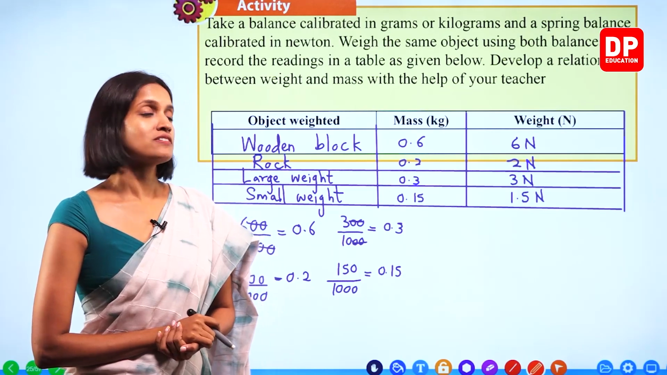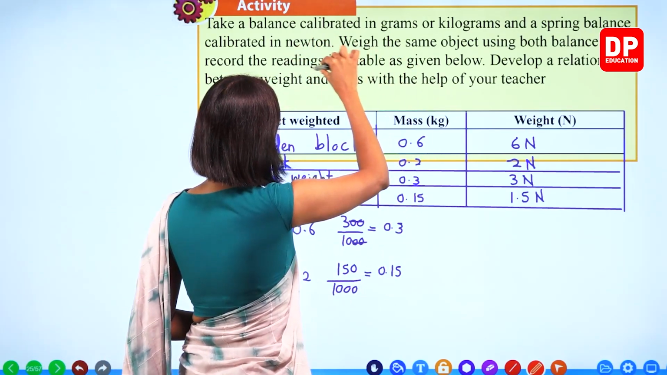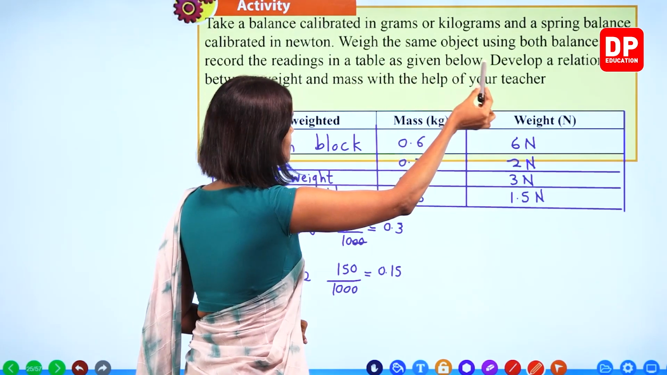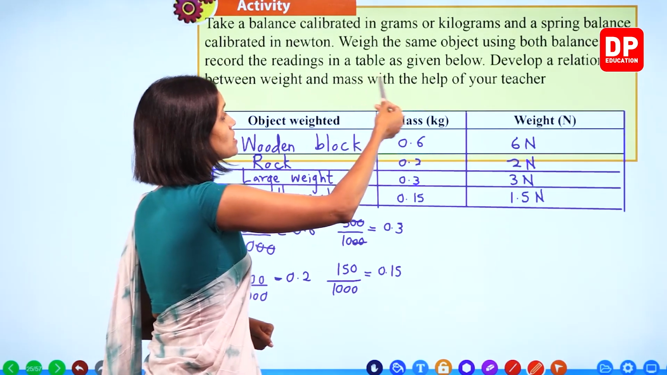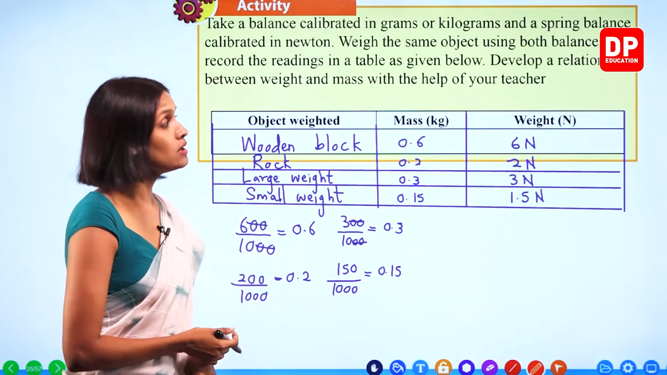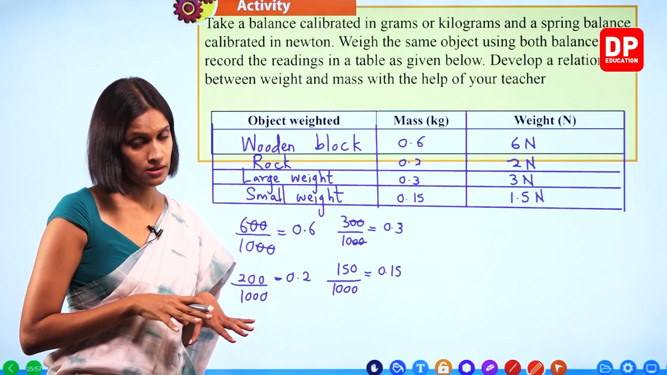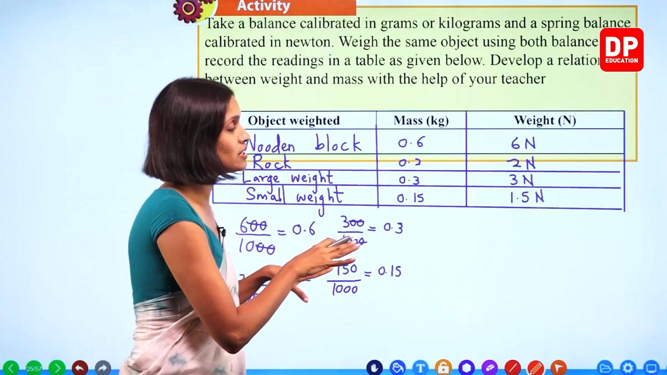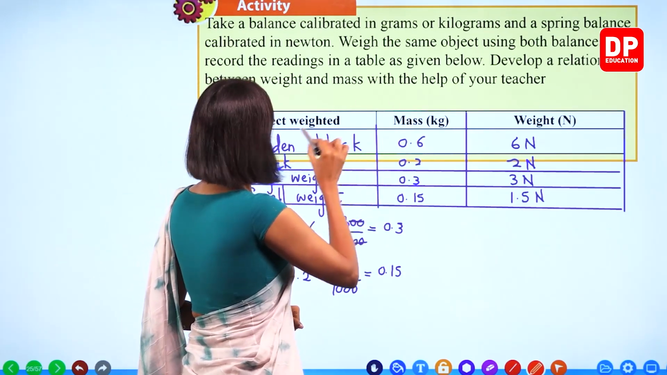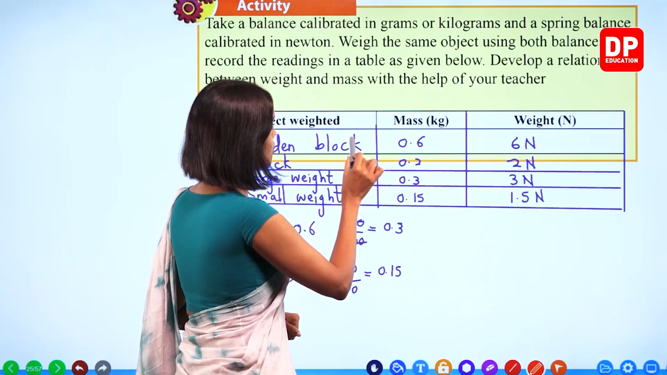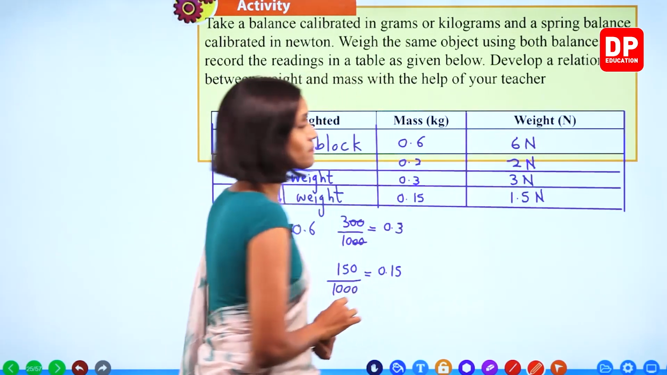Right, children? So after going through this one, now here you have to record the readings in a table and develop a relationship between weight and mass with the help of your teacher. Now this concept you are going to learn in the upper grades, children. We are going to briefly learn about this here. So here we will take the first object, wooden block. Mass is 0.6, weight is 6.